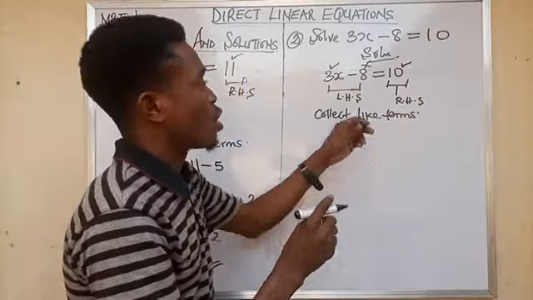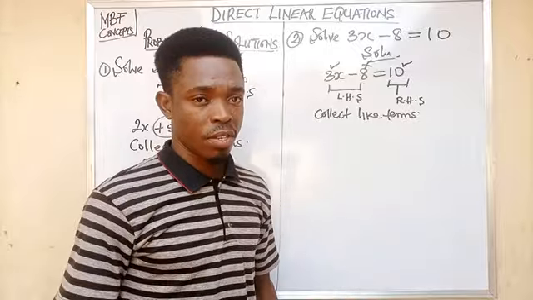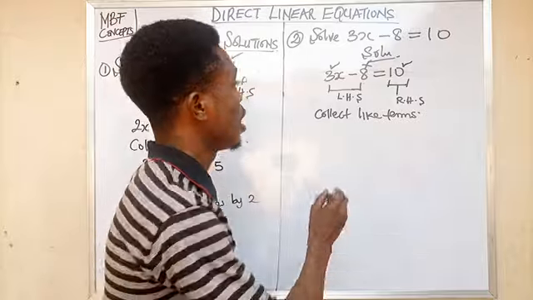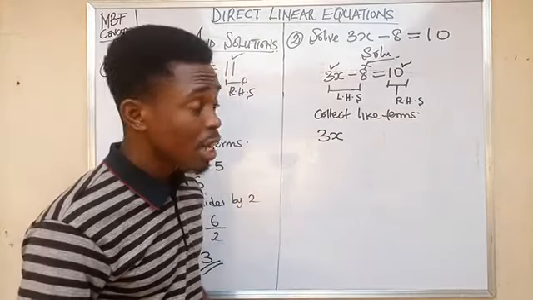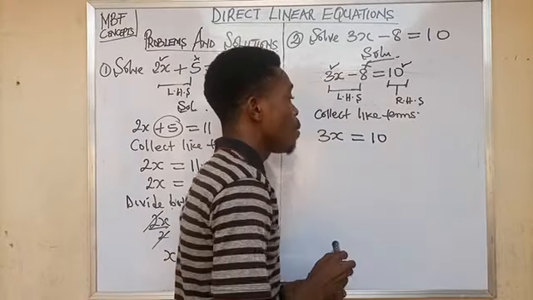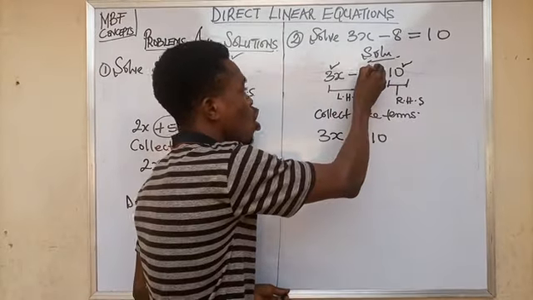So, now that we know that minus 8 is wrongly positioned, we will first of all pull down those ones that were rightly positioned from the question. And what are those things, guys? 3x at the left hand side is rightly positioned. Then to the right hand side, we have 10 rightly positioned. Now, it is minus 8, guys, that was wrongly positioned.